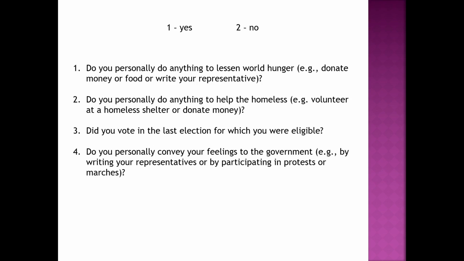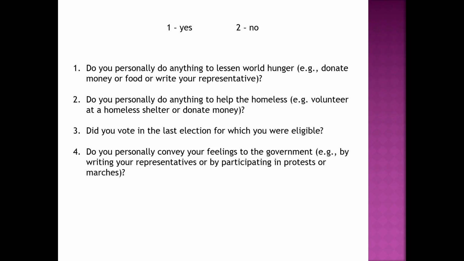So now look at this. You've got a yes or no option for each question. Number one, do you personally do anything to lessen world hunger? For example, do you donate money or food or write to your representative? Two, do you personally do anything to help the homeless? For example, volunteer at a homeless shelter or donate money. Three, did you vote in the last election for which you were eligible? Four, do you personally convey your feelings to the government, for example, by writing your representatives or by participating in protests or marches?